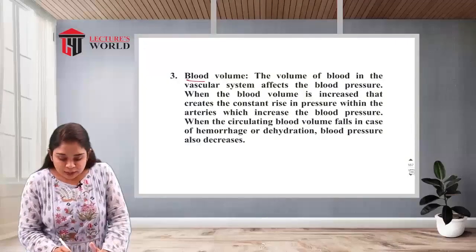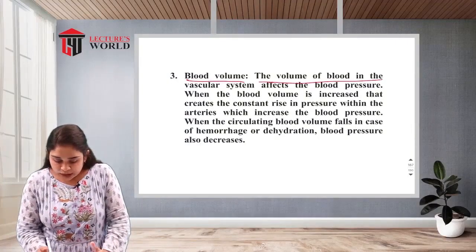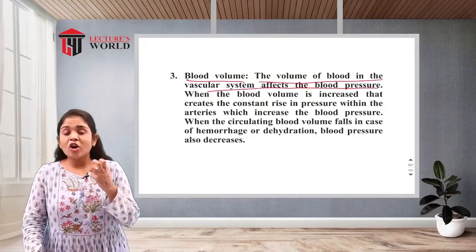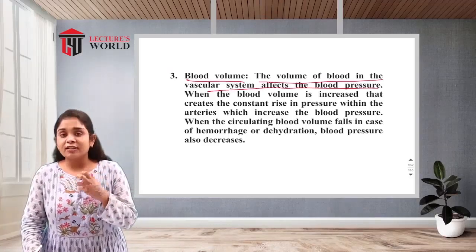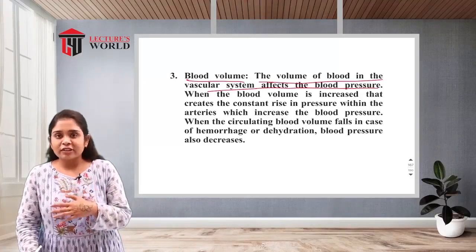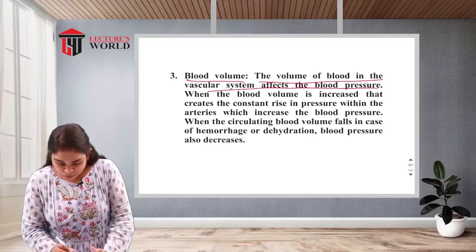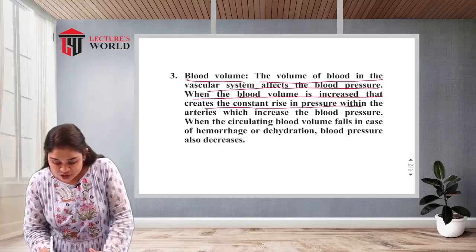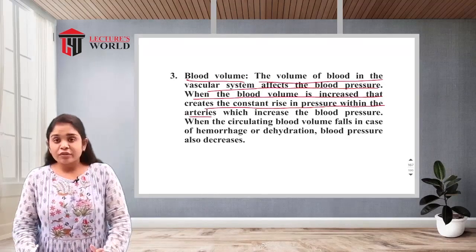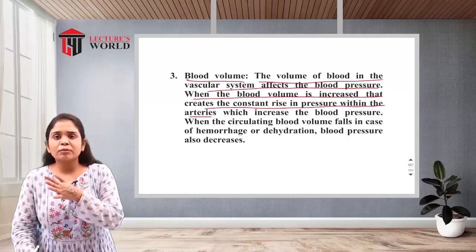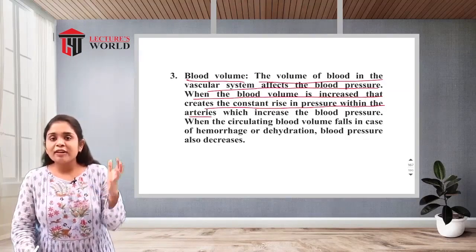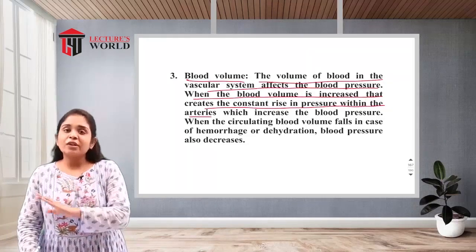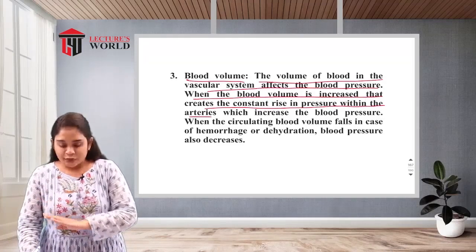Now we'll talk about the blood volume. The volume of the blood in the vascular system affects the blood pressure. Here again, how much blood the heart is getting is also going to affect the blood pressure. When the blood volume is increased, that creates a constant rise in the pressure within the arteries. If the amount, or the ml, of blood is more, the pressure will be more over the arteries, so eventually the blood pressure is also going to rise.